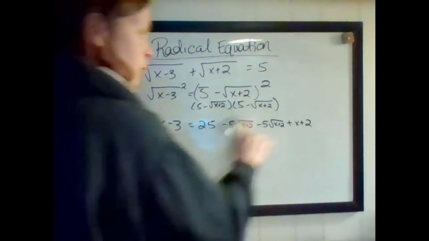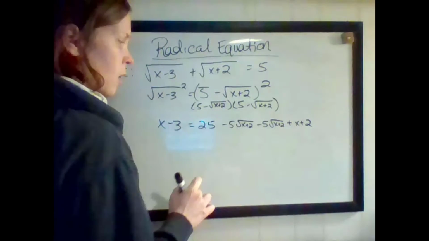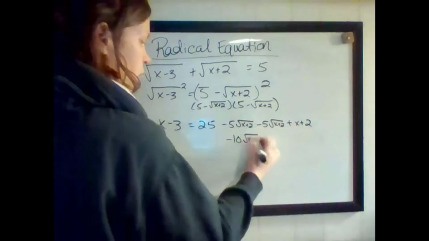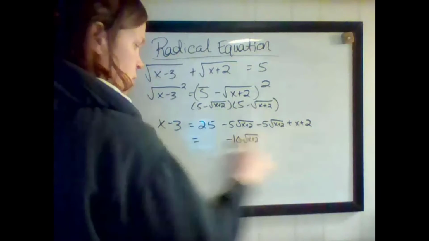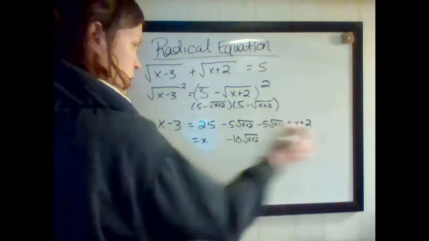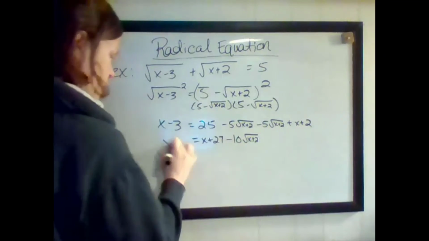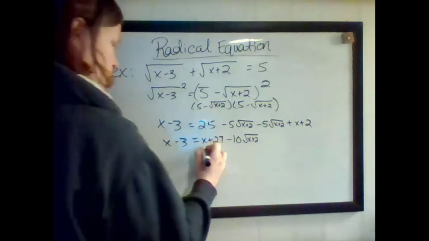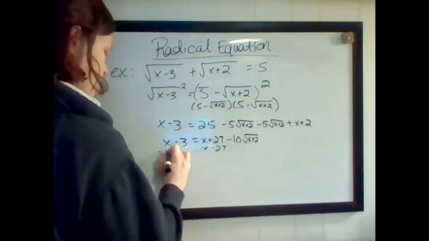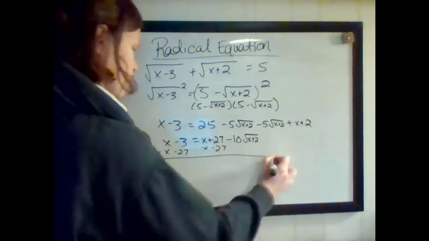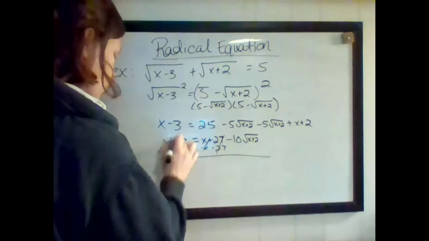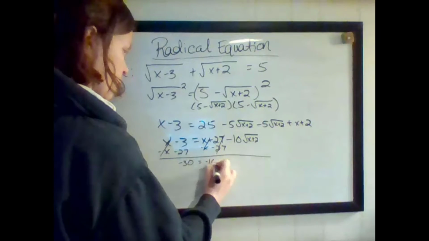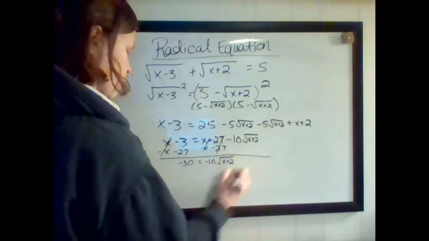Okay, so now I'm going to have to work on getting this together, and then I have to work on getting that square root by itself. Let's do a little simplifying. So I've got x plus 27. Bring the left side down. So I'm going to move these over, minus x minus 27. So actually the x cancels out. So I've got negative 30 equals negative 10 root x plus 2.